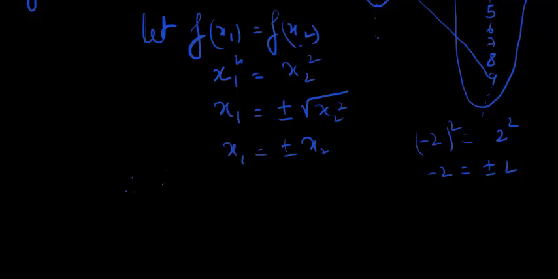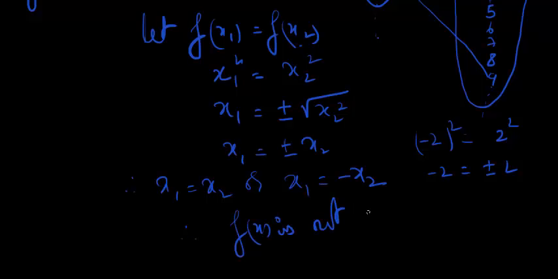Therefore, x1 is equal to x2 or x1 is equal to minus x2. Therefore, f of x is not 1-1. If you remember, we had the same proof for the previous question. However, we ruled out this option because we were considering natural numbers, isn't it?